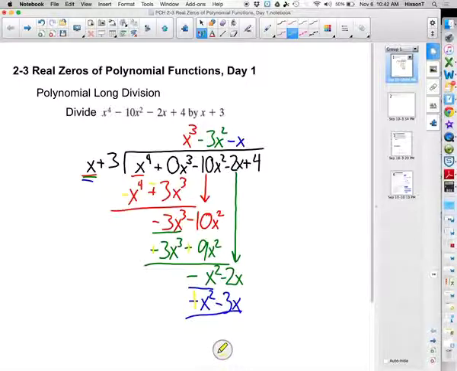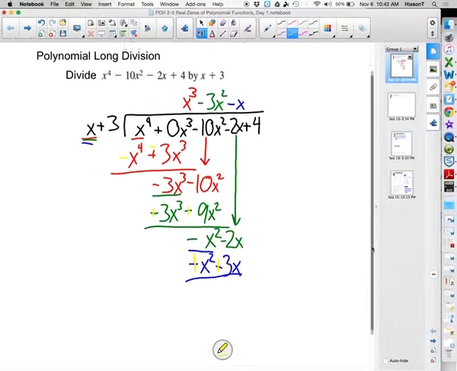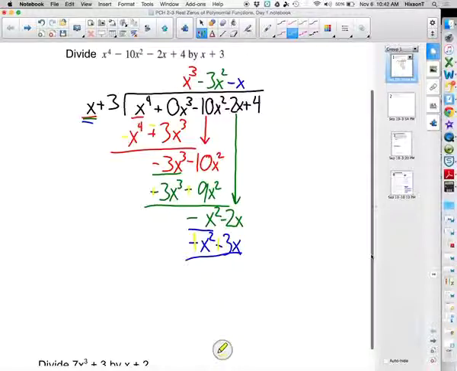Okay, hopefully you're getting the process here. It's repetitive. It does the same thing over and over again. So again, this cancels out to 0. Negative 2x plus 3x is a positive x. And now we bring down the 4.